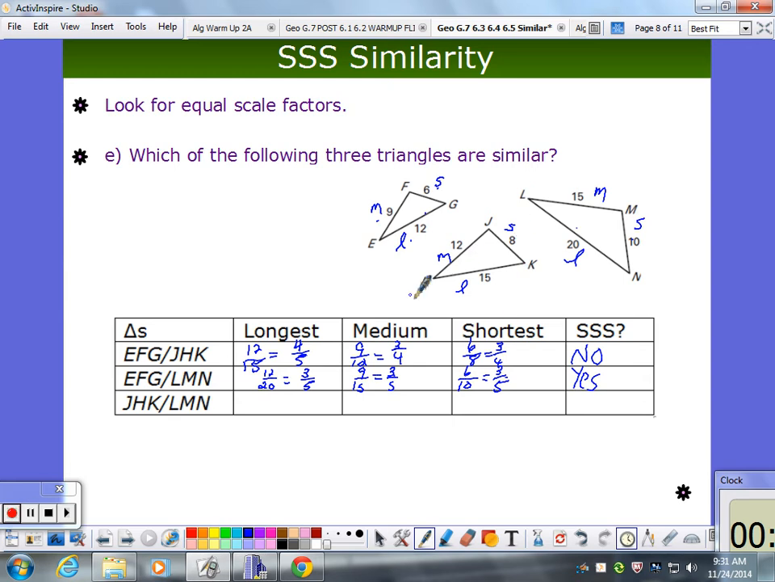Large to large, 15 to 20, divide by 5, 3/4. Medium to medium would be 12 to 15, divide by 3. We're not looking good. And then small to small, 6 to 10. Am I doing that right? No, this one, 8 to 10. Still doesn't work. I knew this was a no just from the first two. So when you're looking for side-side-side similarity, all the corresponding sides must have the same scale factor. Questions?